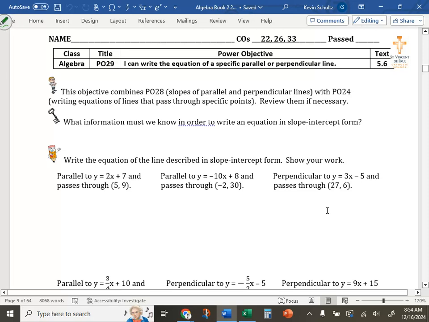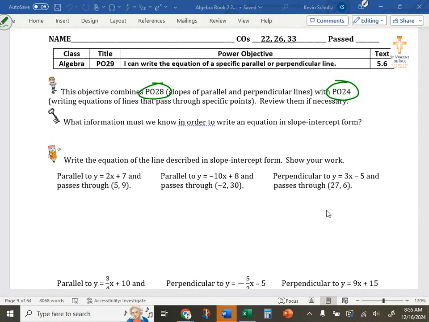Algebra, we are going over the final objective of our unit, which means the test is coming up. It'll be on Thursday. This one, good news, one pager. Better news, it's a PO, and it is writing the equation of a line of a specific parallel or perpendicular line. If you were paying attention in PO28 and you passed PO24 on your last test, you will have absolutely zero trouble with PO29 here, because in this case, 24 plus 28 equals 29. It's basically the combination of these two things here.